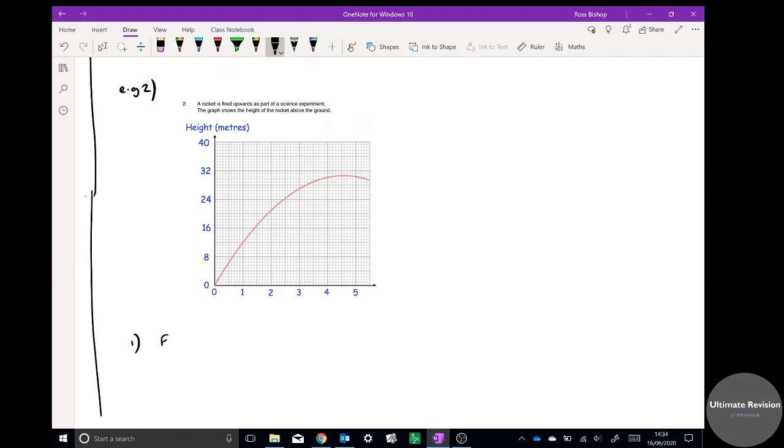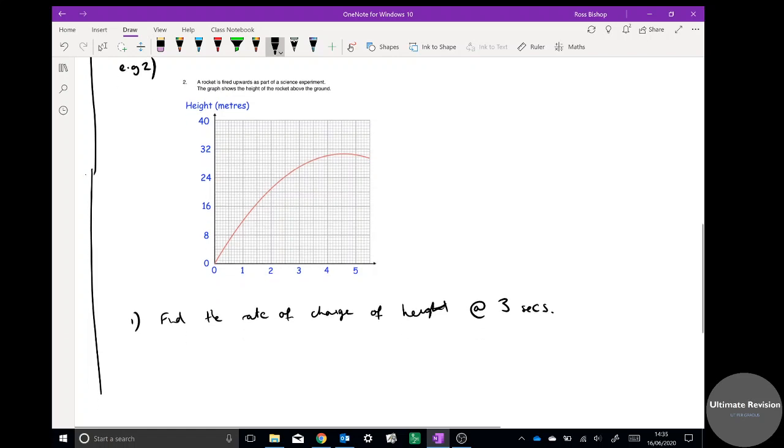So question 1, find the gradient, or find the rate of change of height at, let's say, 3 seconds. So at 3 seconds, find the rate of change of the height. We'll do that one before we move on. So for the rate of change of height, we're going to find the gradient at 3 seconds.